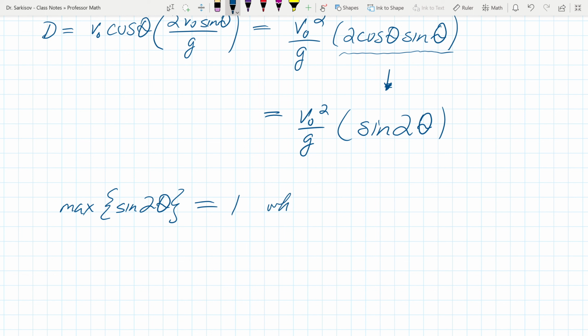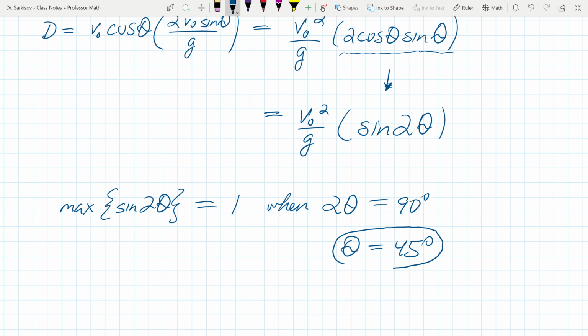Right? When basically 2 theta is, what is that? Let's do degrees. 90 degrees. Right? Sine of 90 is the maximum sine gets in the 0 to 360 degree range. And so what happens when you solve, you get theta is equal to 45 degrees. And where I'm going with this is basically throwing an object at a 45 degree angle will give you the optimal distance, the maximum distance, given the energy you're putting in is constant.